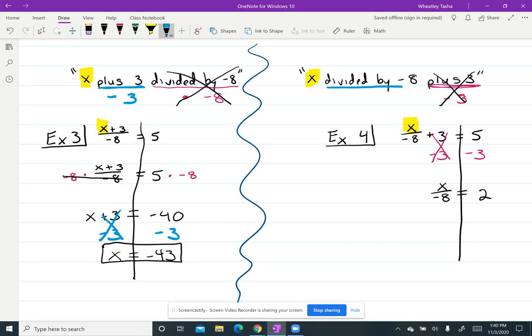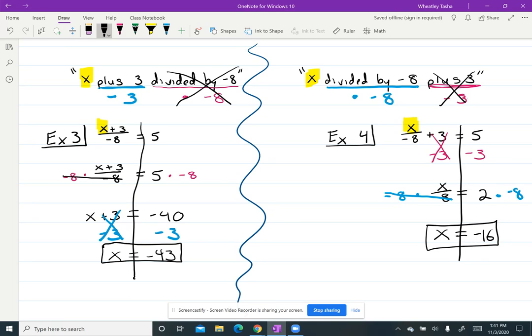And then my next step is divided by negative 8. So the inverse is multiply by negative 8. And then again, if I do that on both sides, times negative 8 and divide by negative 8 are inverses. So I can cancel them out, keeping in mind it's going to equal 1, which we've talked about before. And then my x drops down. And then 2 times negative 8 gives me negative 16.